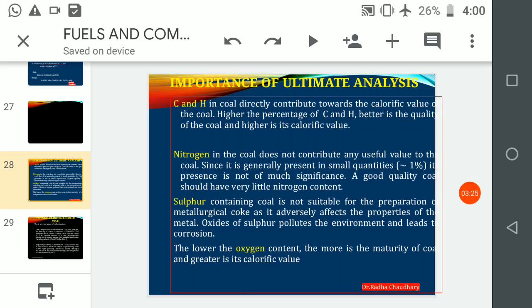Sulfur containing coal is not suitable for the preparation of metallurgical coke, as it adversely affects the properties of the metal. Then the oxides of sulfur pollute the environment and lead to corrosion. The lower the oxygen content, the greater the maturity of the coal and the greater its calorific value.